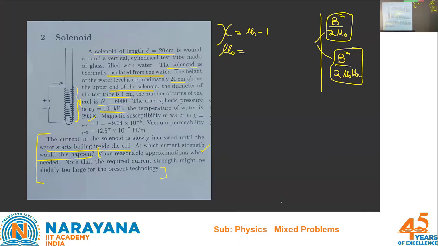Now remember, this is a very small sized tube. And one thing is very clear, when you talk about the pressure terms, in comparison to the atmospheric pressure, the rho GH terms are negligible.